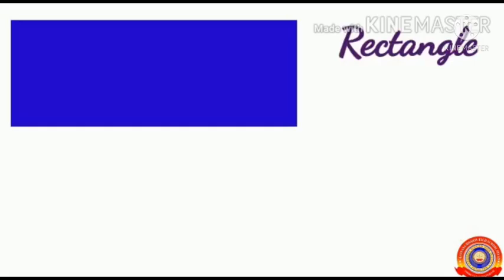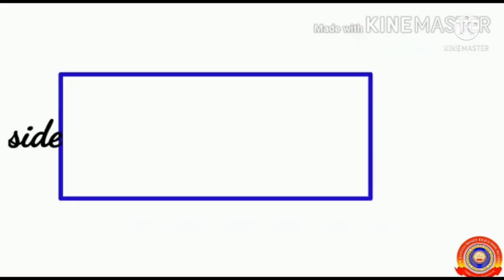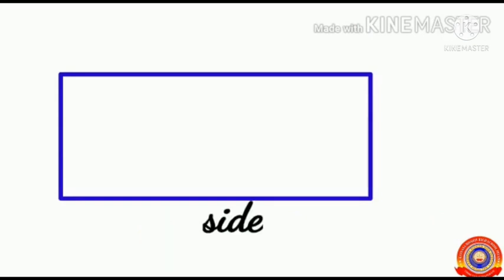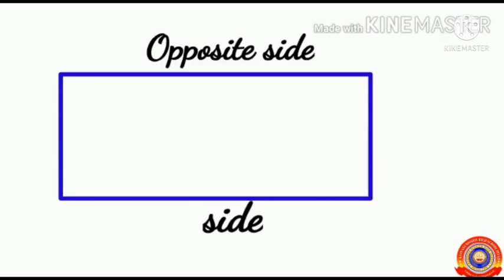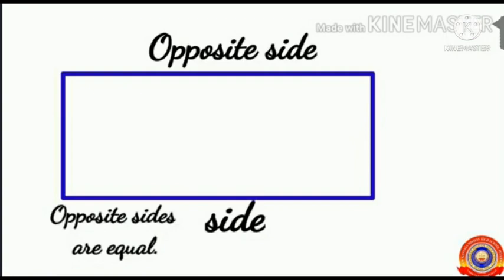Children, let's study more about rectangle. Okay, we know that a rectangle has 4 sides, 4 corners, and also its opposite sides are equal. See, in this rectangle, which is its opposite side? Yes, these are opposite sides. These opposite sides are equal. See, which is its opposite side? Yes, these are opposite sides. These opposite sides are equal.